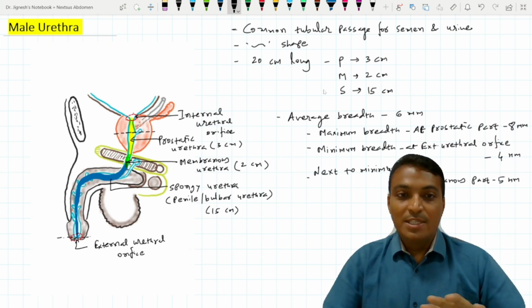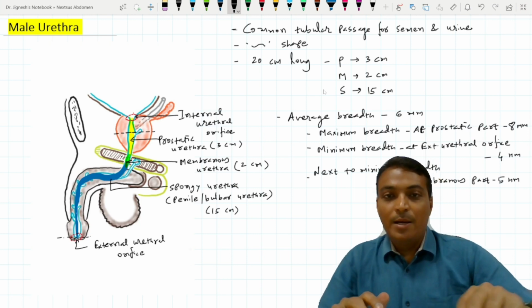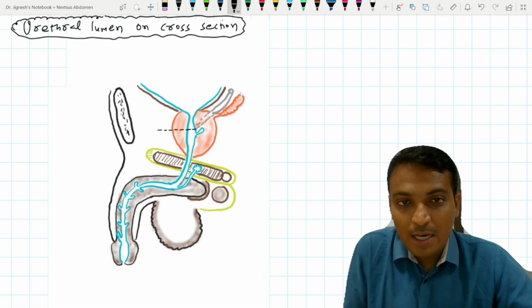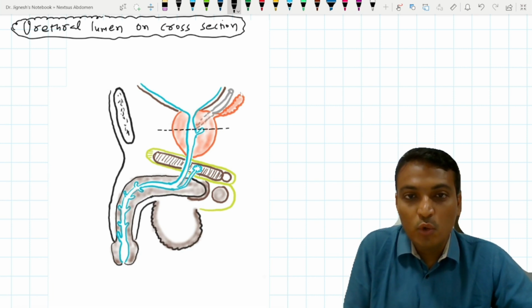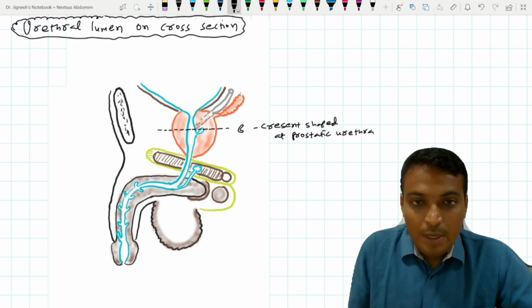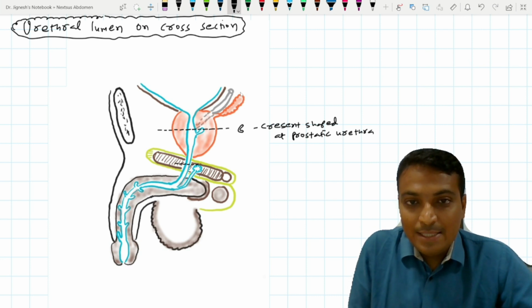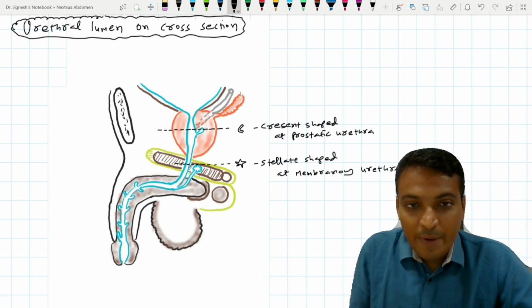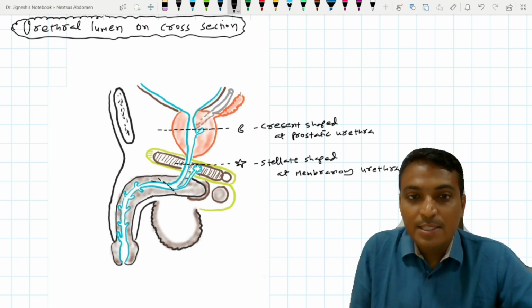Now let's move on to the shape of the lumen of the urethra. When we take a cross section at the level of the prostatic urethra, the lumen looks crescent shaped, and this crescent has its convexity anteriorly. At the level of the membranous urethra, the urethral lumen looks stellate in shape. At the level of the bulb of the penis, the spongy urethra has a lumen that is trapezoid in shape.